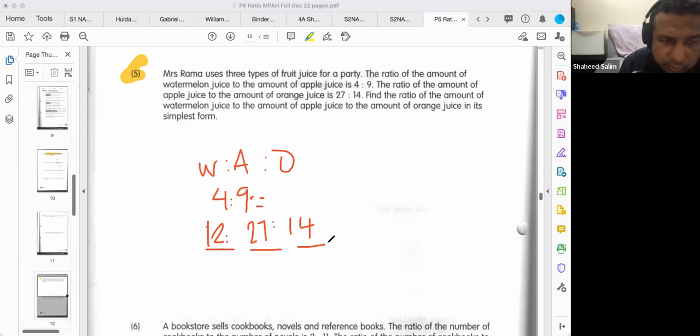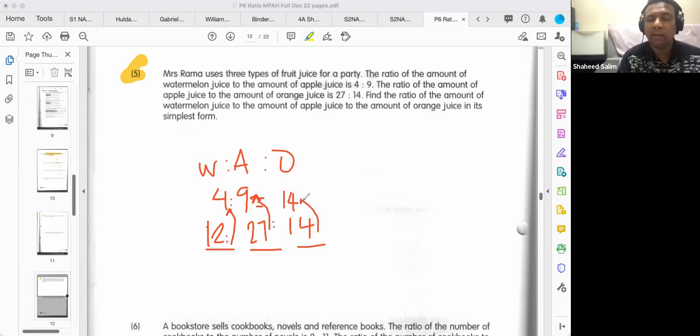Do you agree? Your answer is 4 is to 9 to 14. You cannot have this as 14, because then divide by 3, you get 9. 12 divided by 3, you get 4. 14 must divide by 3. What do you get? You get a fraction. It's not 49, you get a fraction. When you divide by 3, you get, let's say, 4 and 2/3. Something like that.